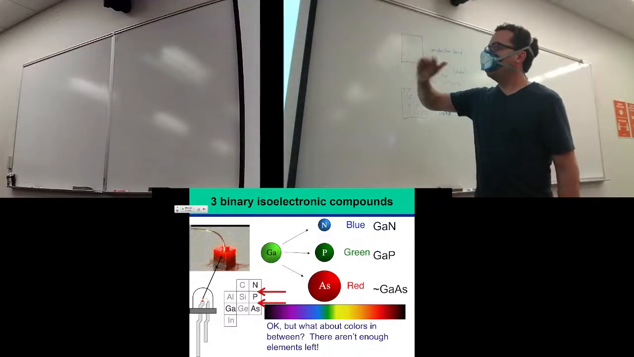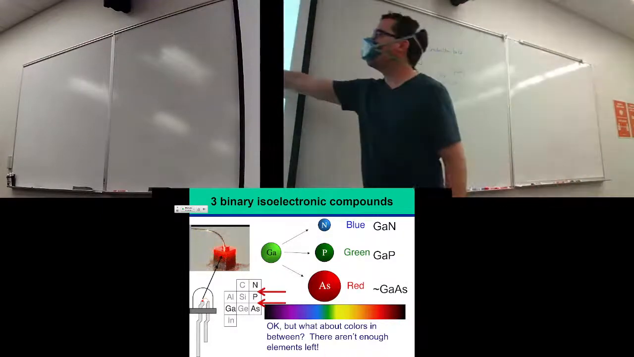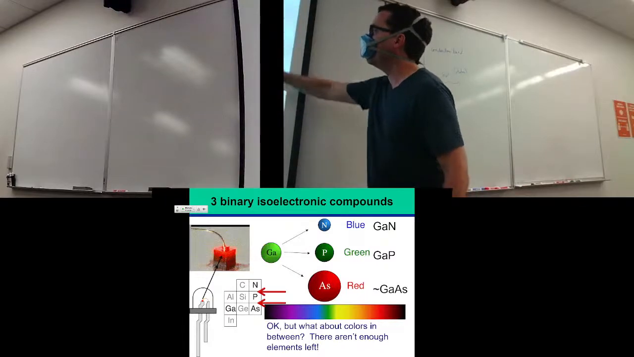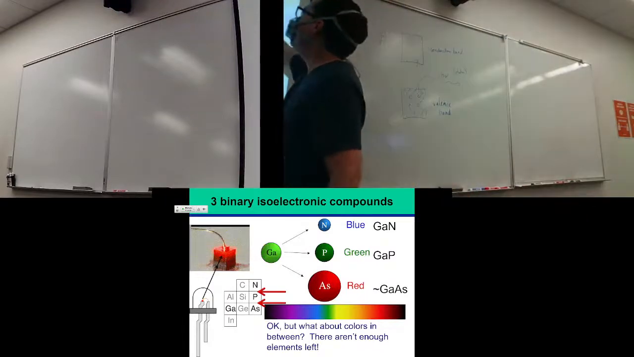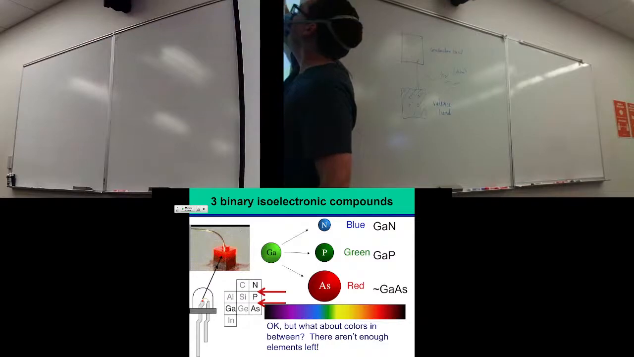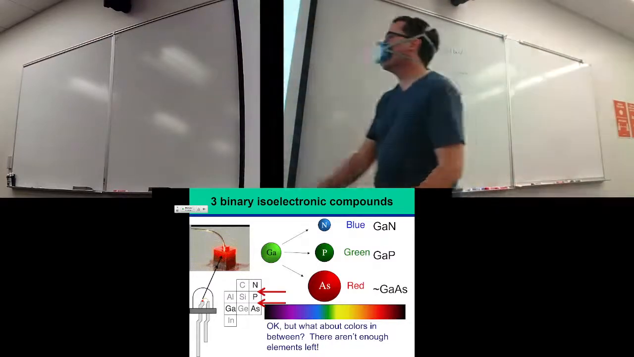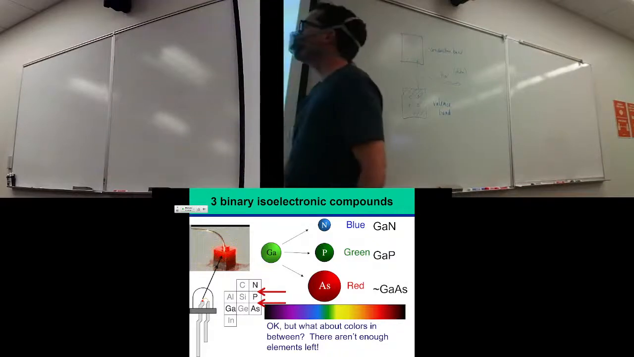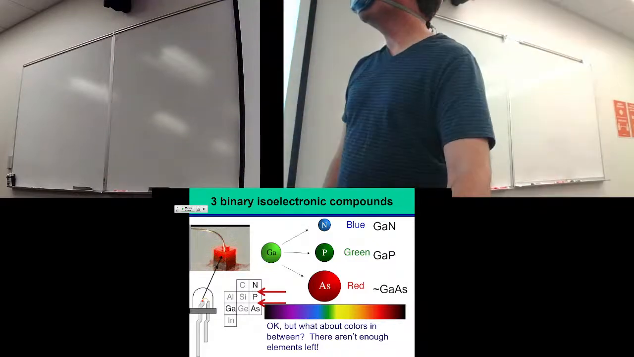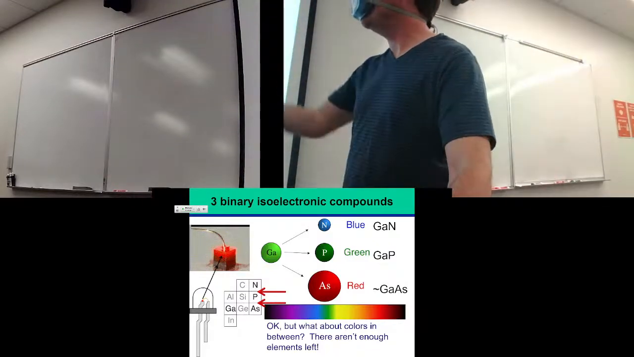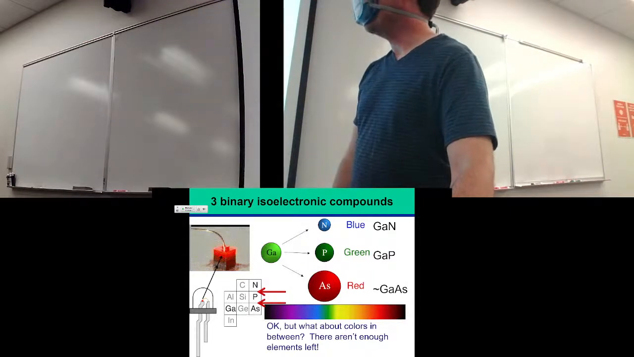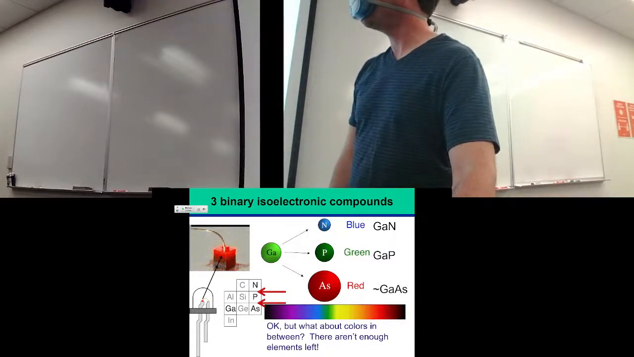If I do pure gallium arsenide, I get a reddish LED, kind of more infrared, but reddish. With gallium and phosphorus, I get a green LED. With gallium and nitrogen, I get a blue LED, and that's it. So how do I get yellow? How do I get orange? Well, that's where the solid solution comes in. I can still do a solid solution even with these isoelectronic materials.